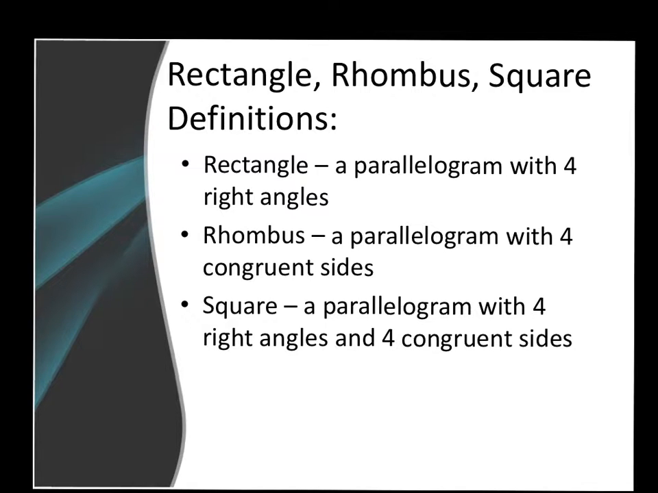So rectangles have all 5 of those, plus all those angles are right angles. Rhombuses have all those 5 things plus 4 congruent sides. And then squares have all those 5 things plus the right angles and the 4 congruent sides.